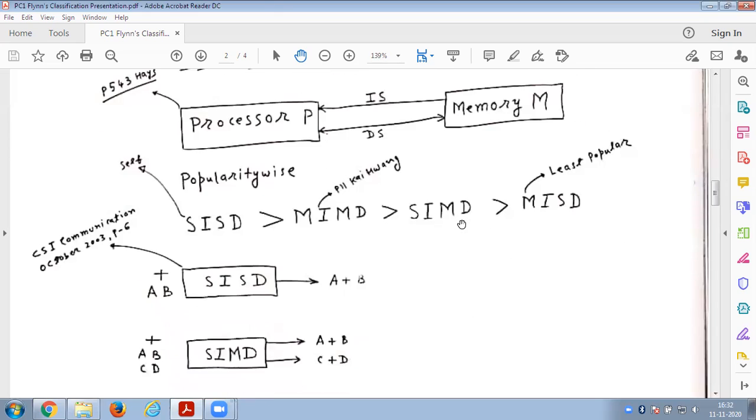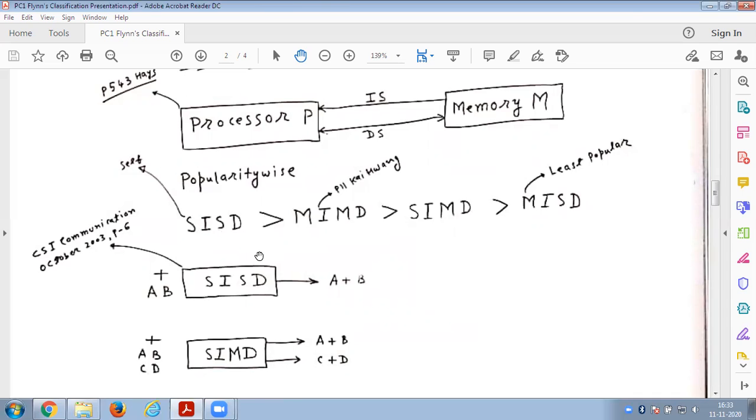Popularity-wise, SISD, that means ordinary PCs, personal computers, is the most popular. Then MIMD is second. Then SIMD, and MISD is the least popular. This is given on page 11 of Kai Hwang, that MIMD, SIMD, MISD. But I have added from my side that SISD is most popular. MIMD means fully parallel computer.